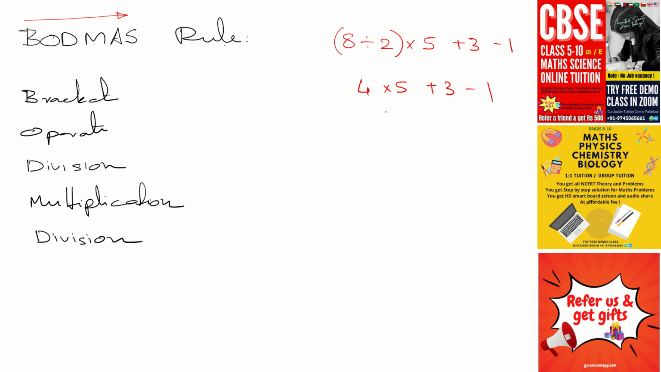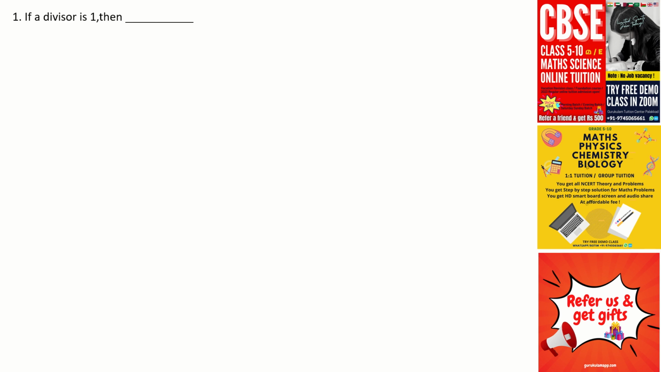What is 4 into 5? It is 20. 20 plus 3 minus 1. What is 20 plus 3? It is 23. Then minus 1. What is 23 minus 1? It is going to be 22. So this is the system of the BODMAS rule. Then moving to our first question.